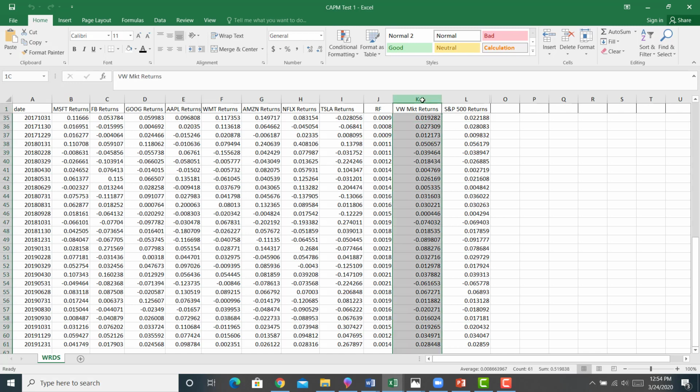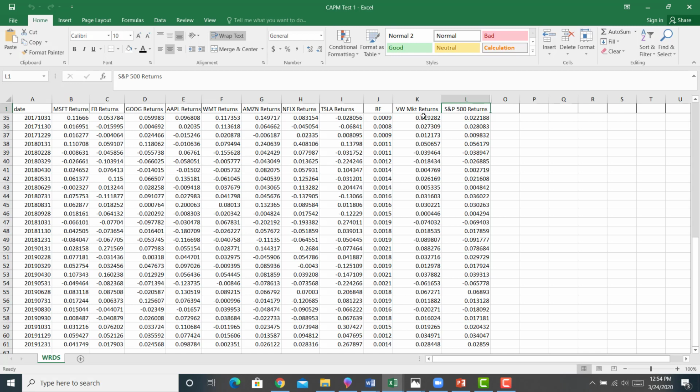And then I have two measures of market returns. This is the value-weighted market return. Let me explain what this is in a second. This is the S&P 500 market return. You probably know what that is. Okay. The value-weighted market return differs a little bit from the S&P 500 market return because the value-weighted market return consists of all publicly traded stocks that trade on all of the major stock exchanges in the United States. The S&P 500 only includes the 500 stocks.